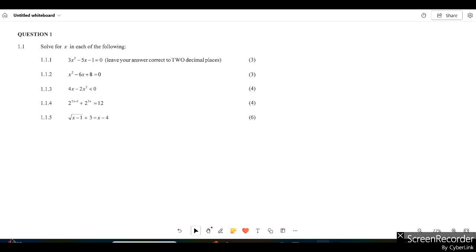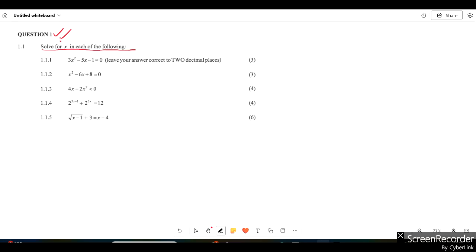Okay, guys, today we are working on solve for x in each of the following. These are questions for term 1. This is solve for x. Please use this question paper to prepare for term 1 examination. Solve for what? For x in each of the following.